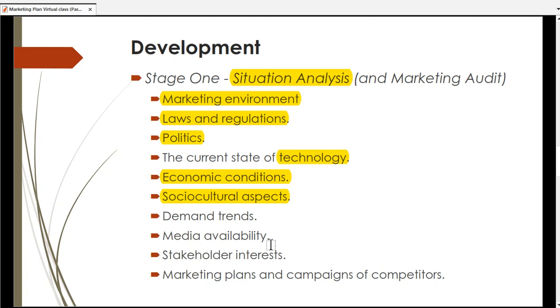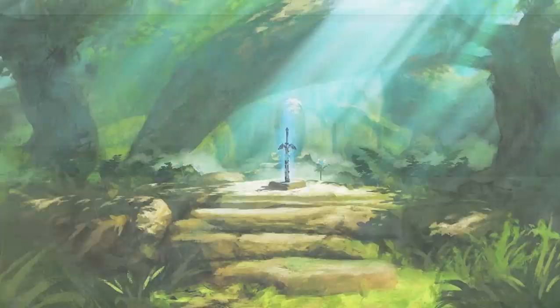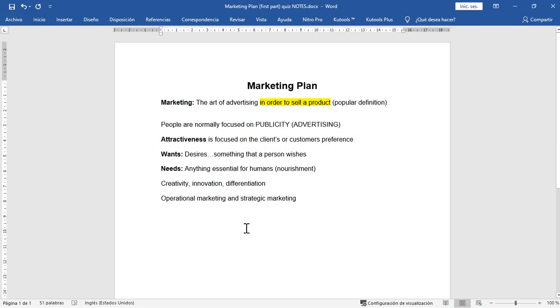Then we have demand trends, media availability, stakeholder interests. I am very interested in this word here. We will go to the notes. Just give me a second. Okay, so let's go to the notes. We were mentioning stakeholder. Stakeholder is someone who is related to the company. It's not the owner. It's not necessarily related to people who have shares, because stakeholder is not necessarily equal to shareholder.